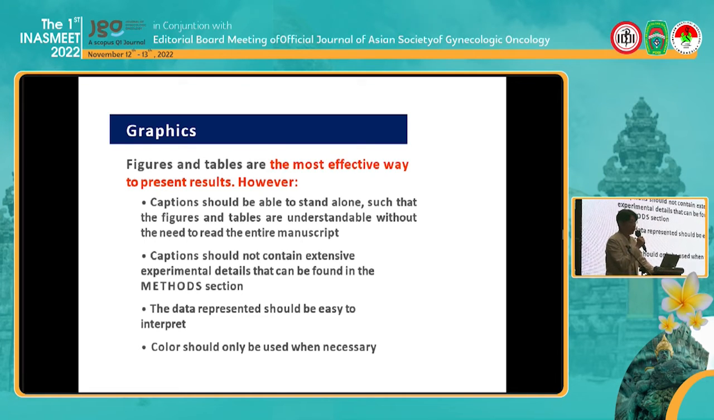Regarding graphics, figures and tables are the most effective way to present the results. However, captions should be able to stand alone, such that the figures and tables are understandable without the need to read the entire manuscript. Captions should not contain extensive experimental details that can be found in the method section. The data presented should be easy to interpret. Color should only be used when necessary.